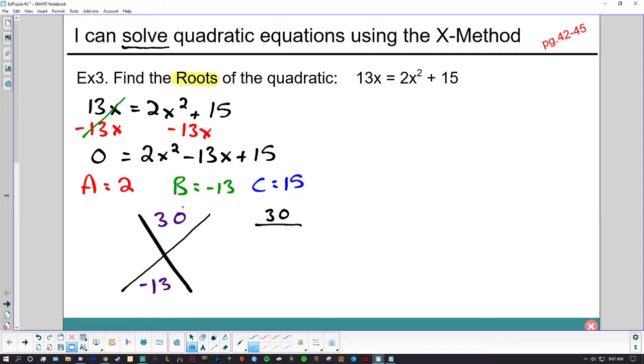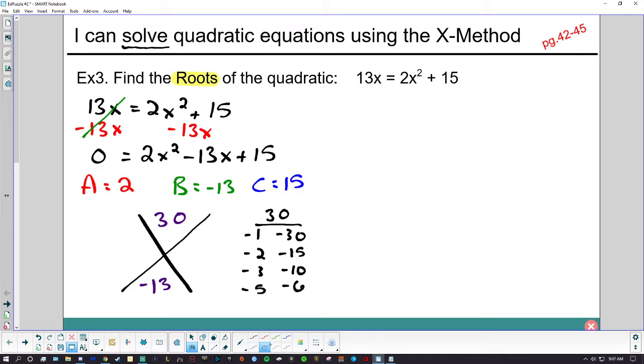Okay, so you found your mystery numbers. When I struggle finding my mystery numbers, I make a list of my factors. And one little trick here is since the top number is positive and the bottom number is negative, I know I have to have two negative numbers. So let's try negative 1, negative 30. We have negative 2, negative 15. We have negative 3, negative 10. And we have negative 5, negative 6.